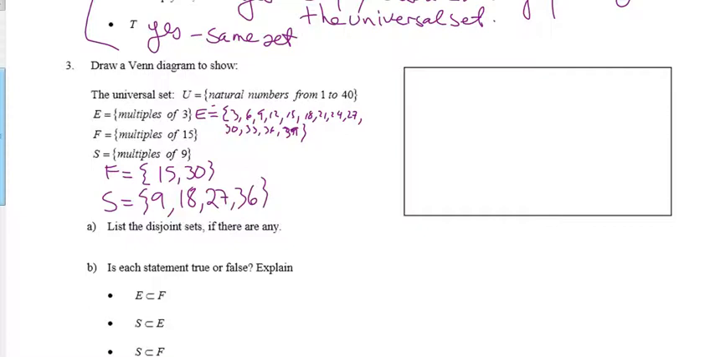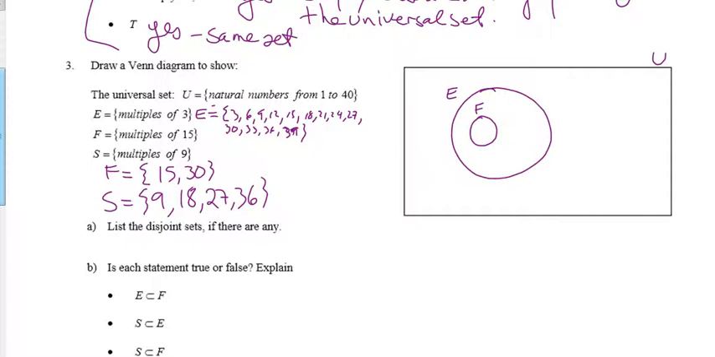So when we go to draw this, we have U, the universal set, that's going to include all the numbers from 1 to 40. Within that set, we have multiples of 3, so that's E. Are any elements of F also elements of E? So where do the F's belong? Inside E or outside E? Inside, right? F is a subset of E. So inside E, we're going to put F.